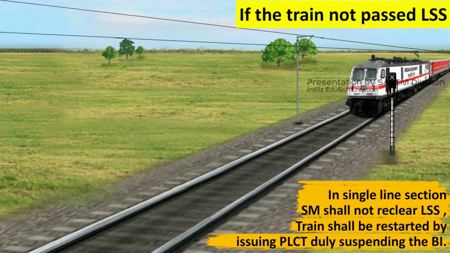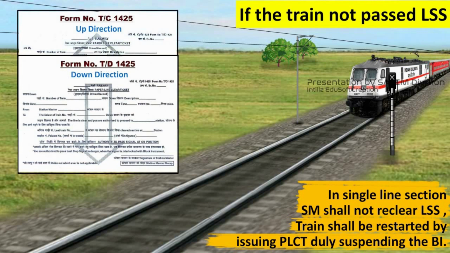For single line section, station master shall not re-clear last stop signal. Train shall be restarted by issuing paper line clear ticket, duly suspending the block instrument.